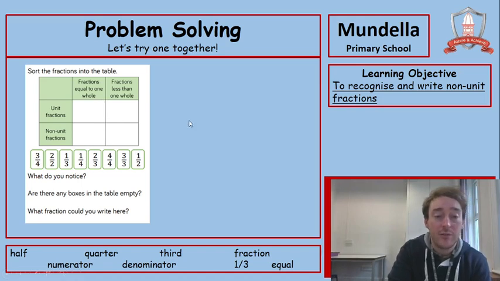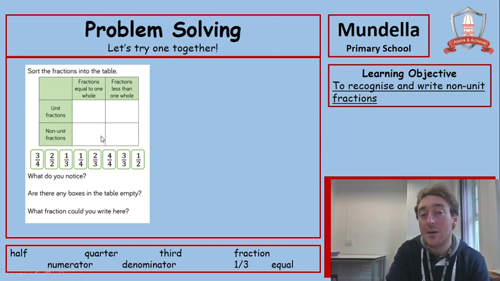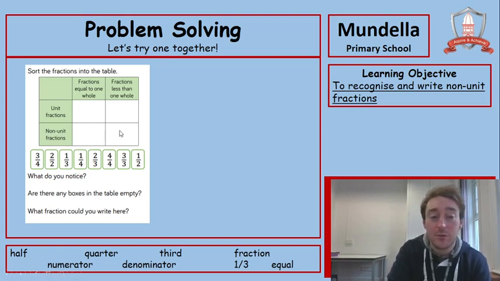That's a non-unit fraction because we have more than one part that we're counting. So 3/4 must go in one of these 2 here. Is it equal to 1 whole? No, because we've got 4 total parts and we're only using 3, so 3/4 must go in here. 2 halves. Well, again, non-unit fraction because it's more than 1 on the numerator, but it's equal to 1 whole because it's 2 out of 2 parts, so it must go in here.